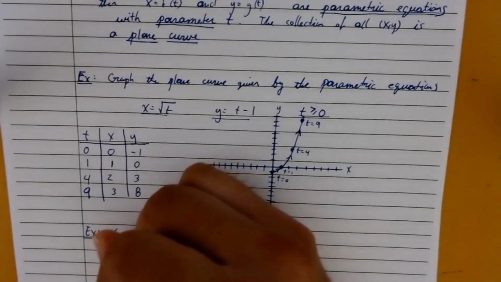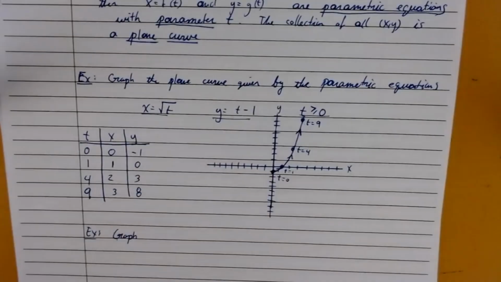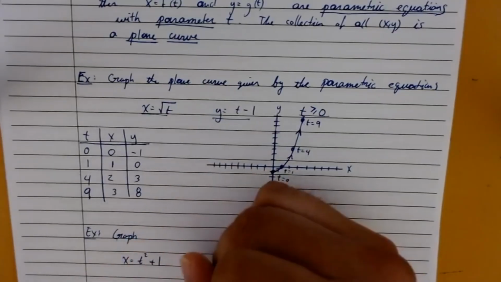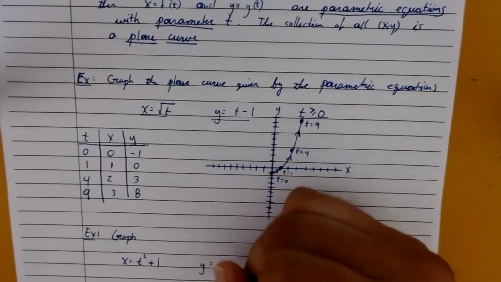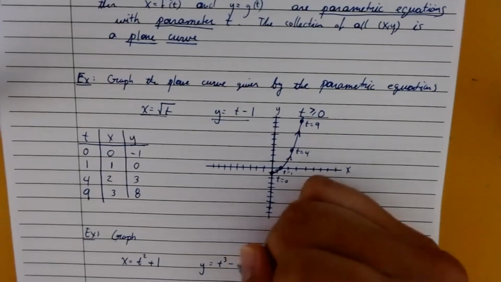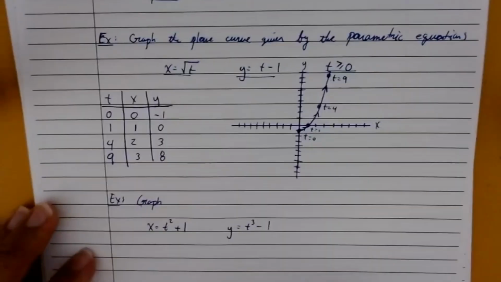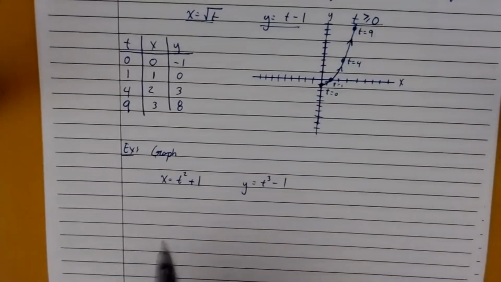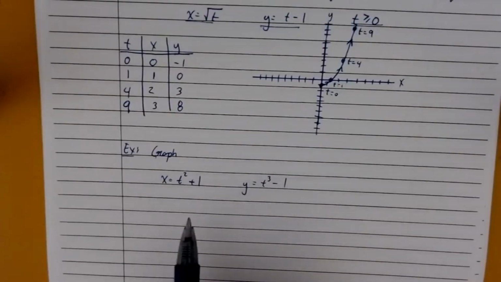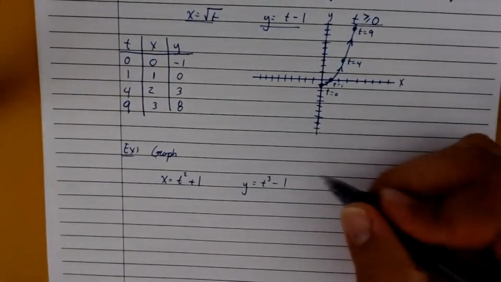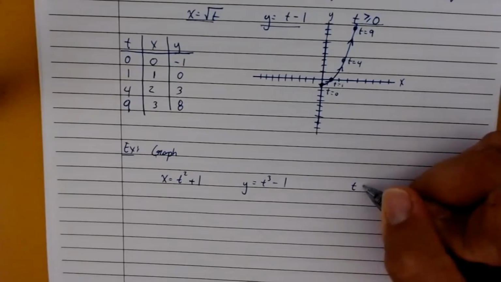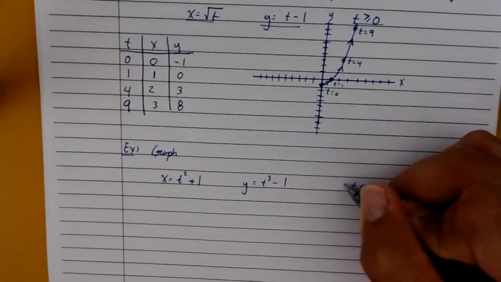Let's graph x equals t squared plus 1 and y equals t cubed minus 1. Here we're not given any restrictions on t, which means that you can use any value of t. Here, in fact, let me actually just write this. Let's say t is simply all real numbers bound between infinity and negative infinity.